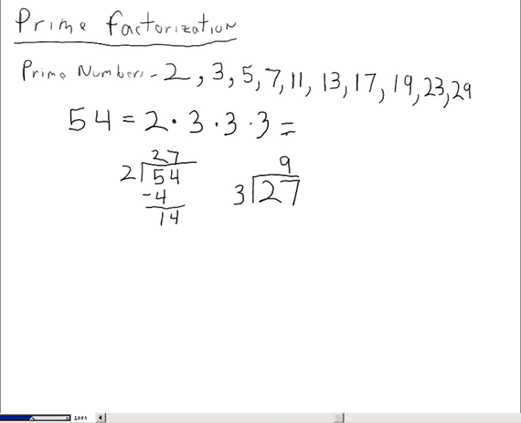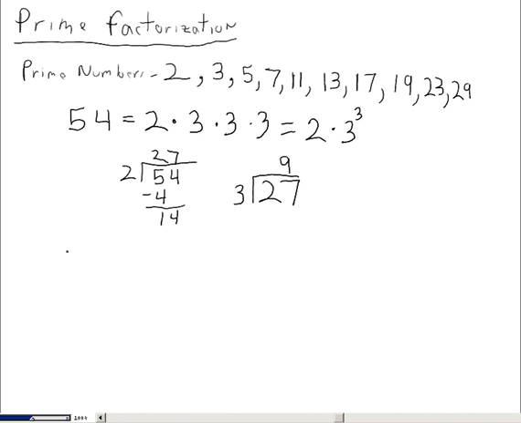Also I should tell you that we could write these prime factors this way. This would be the same as 2 times 3 to the third power, because 3 to the third power means 3 times 3 times 3. So that's another way of writing that prime factorization. Let's try another one here.